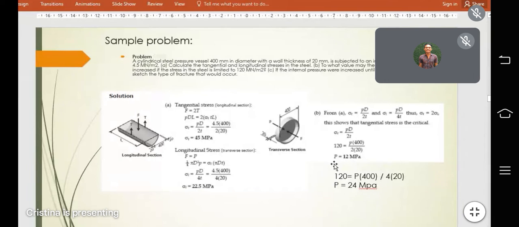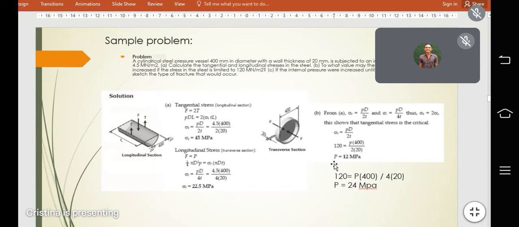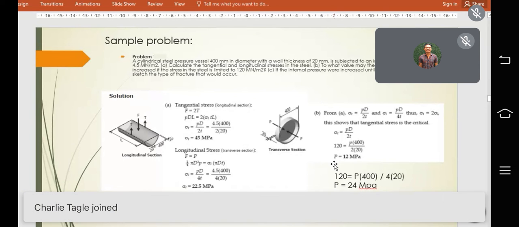So we check it for both. For example, we have a tank with 12 MPa of pressure inside. It affects both longitudinal and tangential stresses. First, let's check the tangential. Let's use 12 MPa. So PD over 2T. If it exceeds 120, it's not allowed. So 12 times 400 divided by 40, we have 120. So okay.